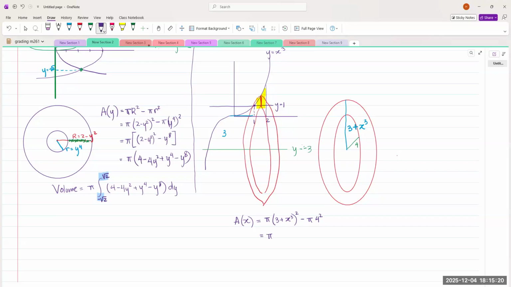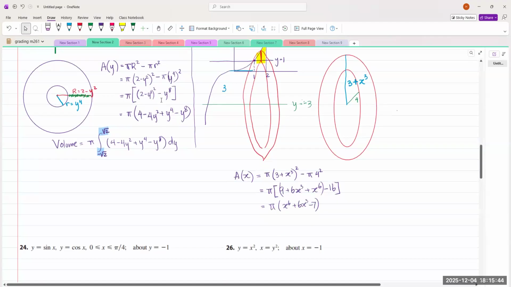Minus the radius of the smaller circle, which is pi times 4 squared. Factor the pi, and let me FOIL that at the same time. That will be 9 plus 6x cubed plus x to the 6 minus 16. Actually it looks like this if you want to see that better. So that will be x to the 6 plus 6x cubed minus 7. Okay, that's the cross-section area as a function of x.